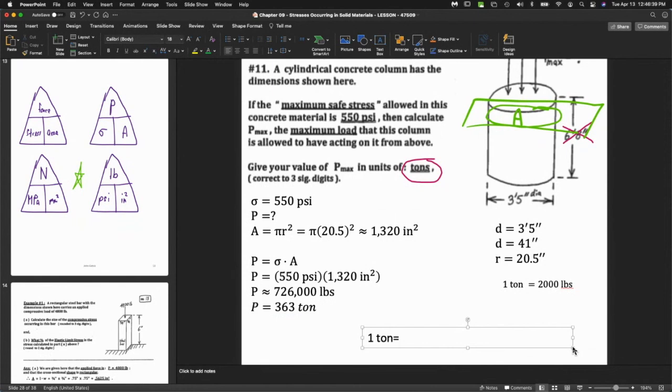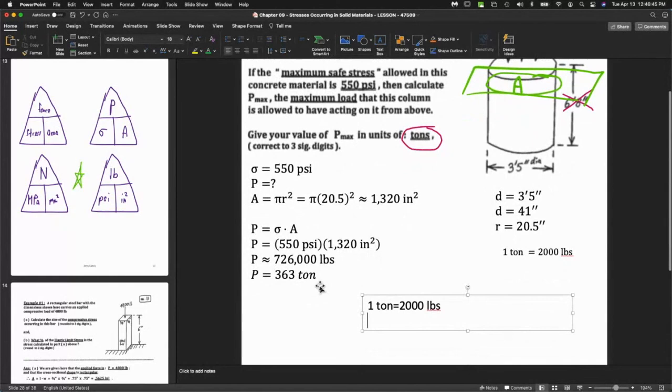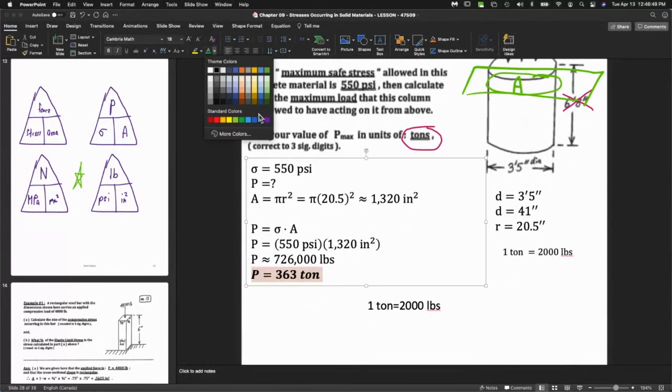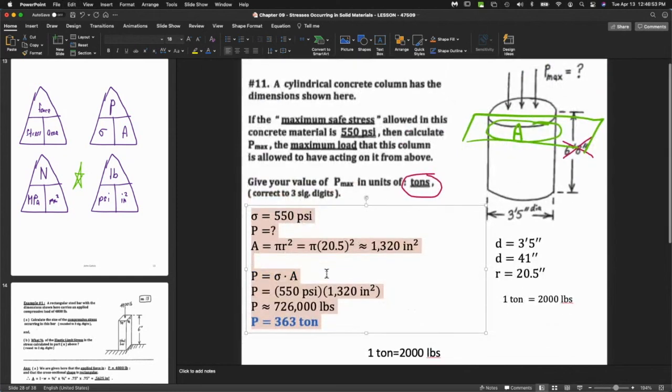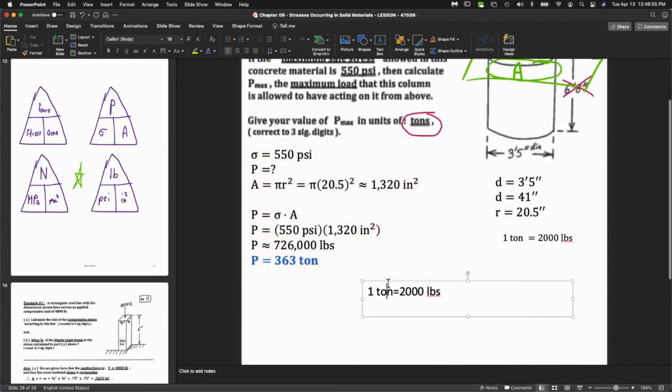1 ton is 2,000 pounds. And then here, we're done the question, by the way. Let me just highlight that, bold it up, make it pretty. Let's use a blue. This question's done now, okay? Put a bow on it, it's finished. This is just extra discussion based on a question in the chat.